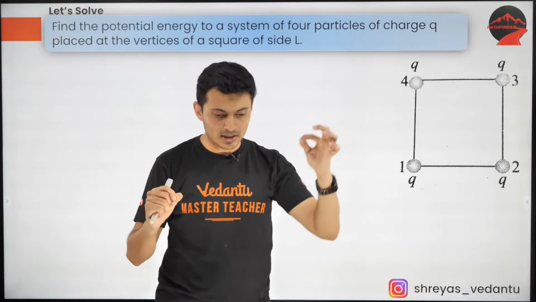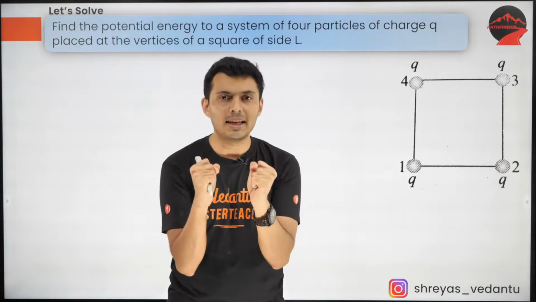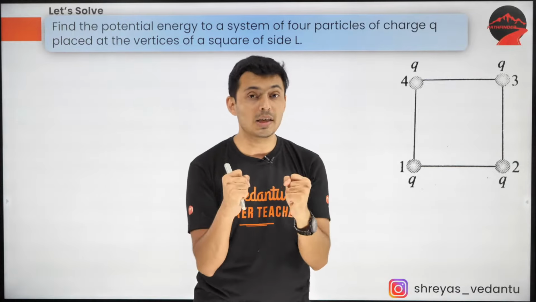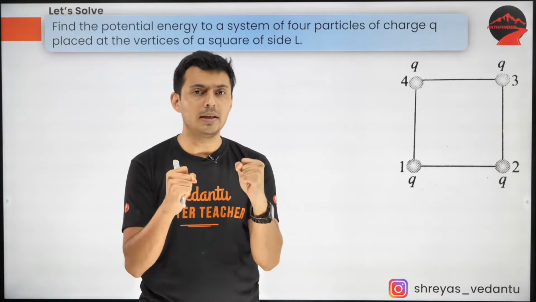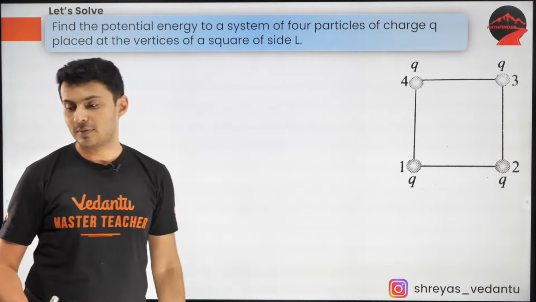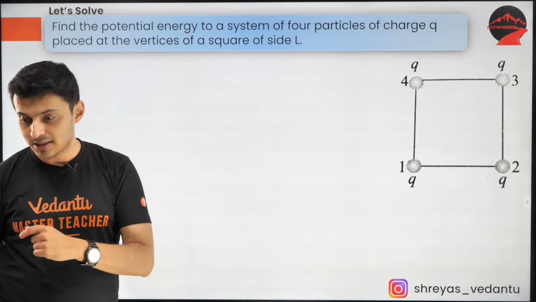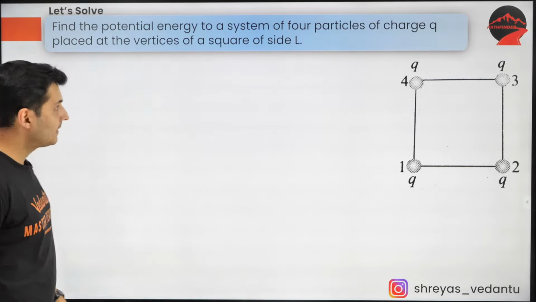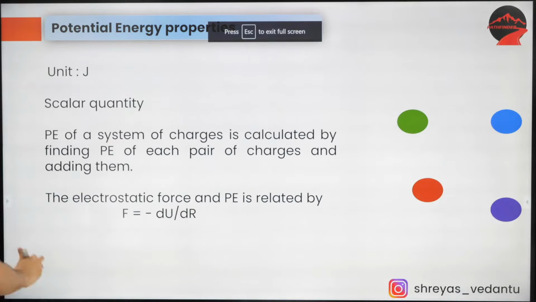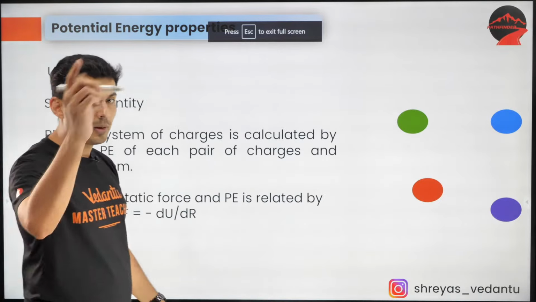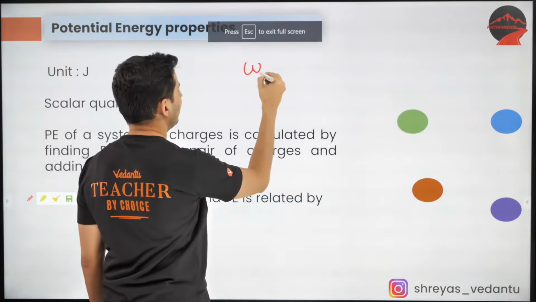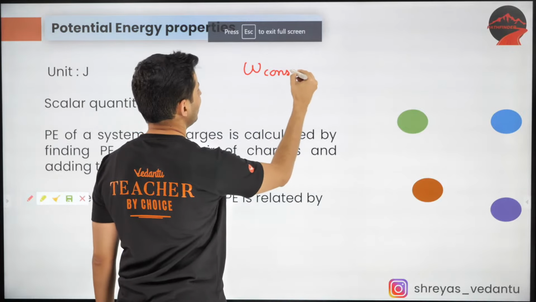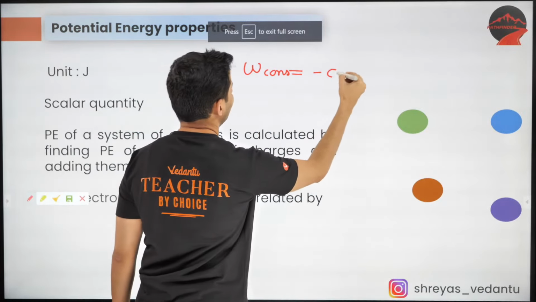If these 4 charges are placed, they have some electrical potential energy because they have the ability to do work. Let's figure this out. Why negative sign? Shivangi asks why the negative sign in the previous thing. I'll just tell you guys. Basically, it comes from this logic. Work done by a conservative force is negative dU.